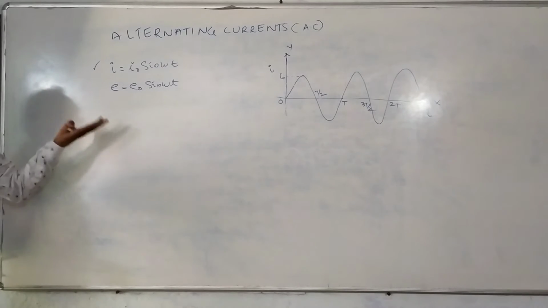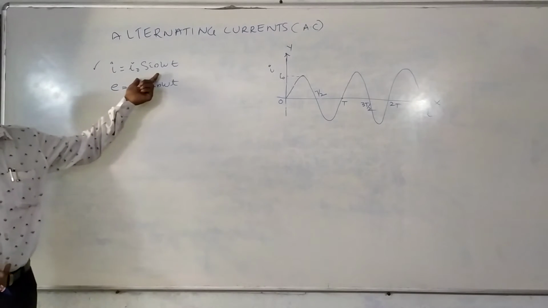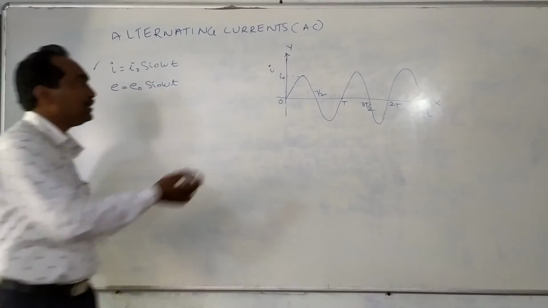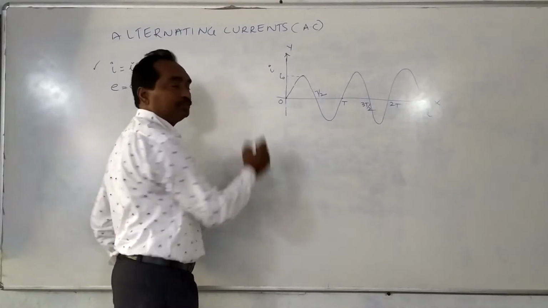Now what is the average current? Because this current varies with time. When we see here, the current is 0.